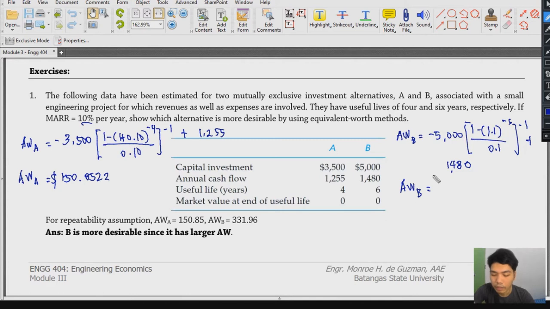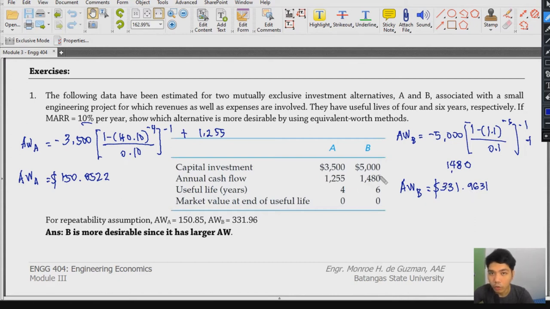try to make additional repetitions of the cash flow. Because if so, it would be more difficult or more complicated in our computation. So, it is best to use this annual worth instead. 960, 9631. Okay, so knowing the two values of our annual worth, the equivalent values are 150.85 and 331.9631 respectively.